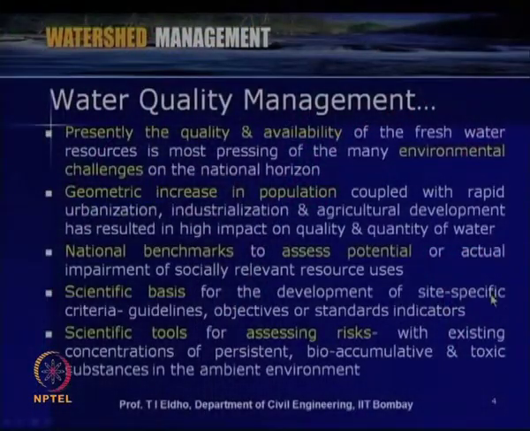So there should be a scientific basis for the development of site specific criteria. These criteria are called guidelines, and then objectives or standards indicators. As we have seen, certain indicators or standards should be there to achieve the quality of the water, for example drinking water standards or standards for any other use.